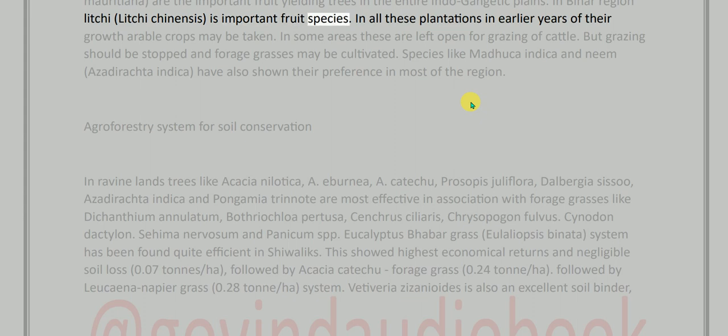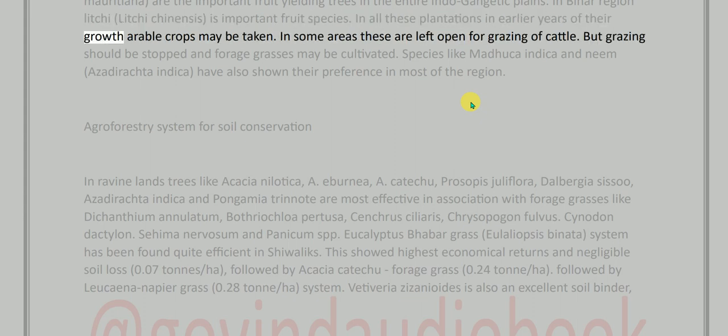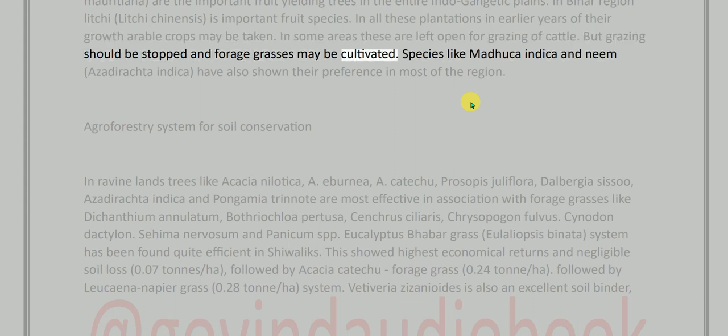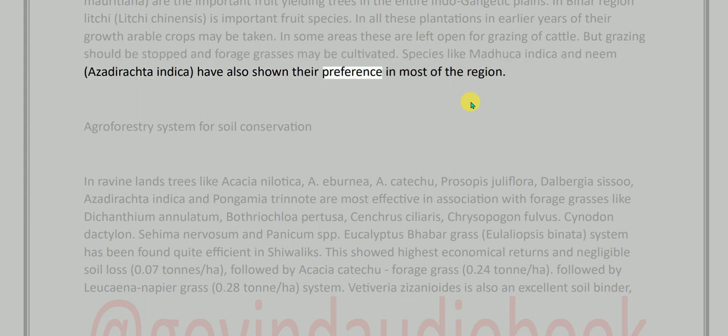In all these plantations in earlier years of their growth arable crops may be taken. In some areas these are left open for grazing of cattle. But grazing should be stopped and forage grasses may be cultivated. Species like Madhuca indica and Neem, Azadirachta indica, have also shown their preference in most of the region.